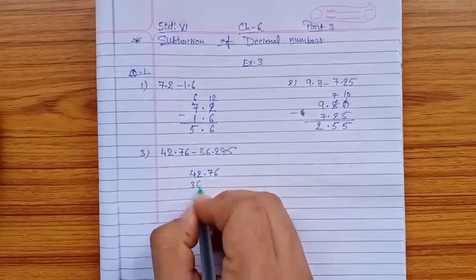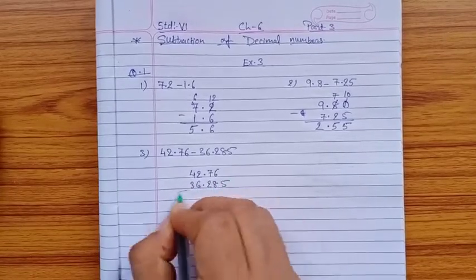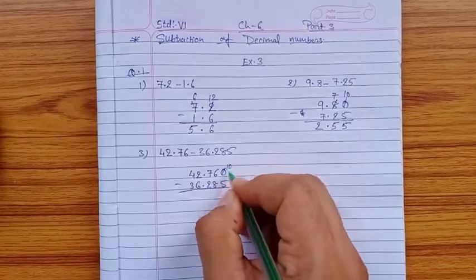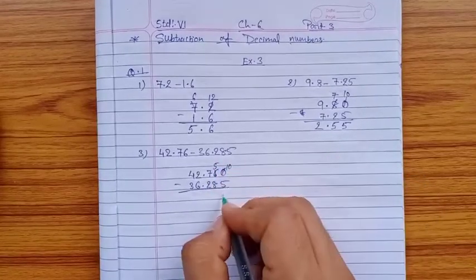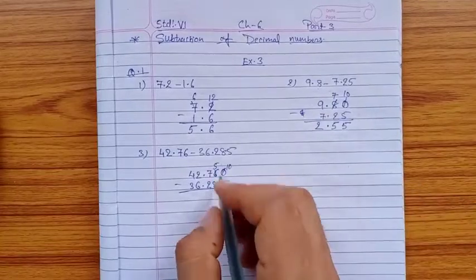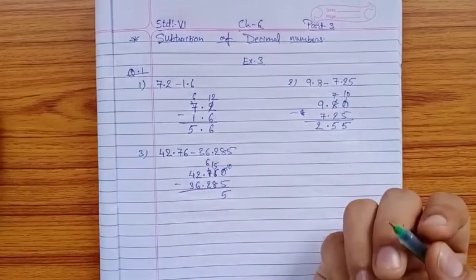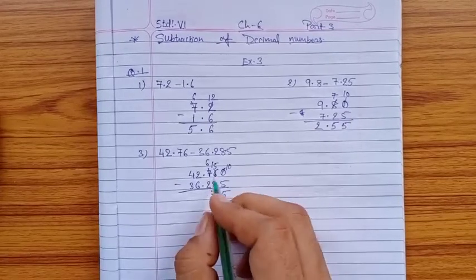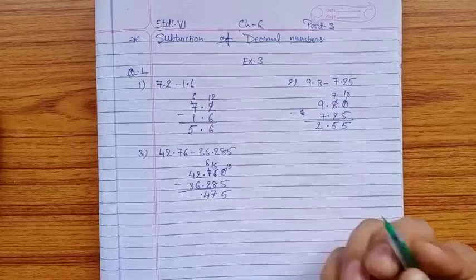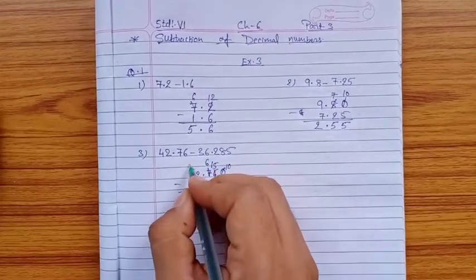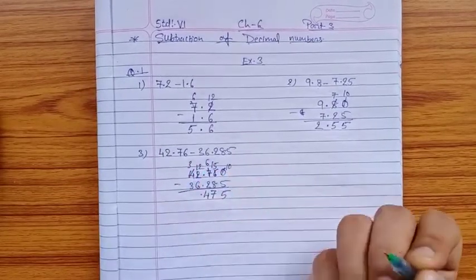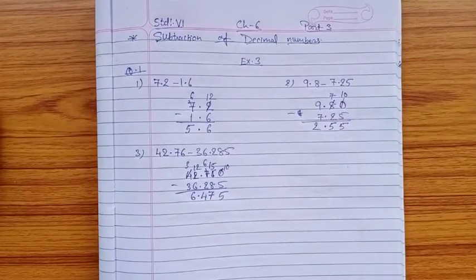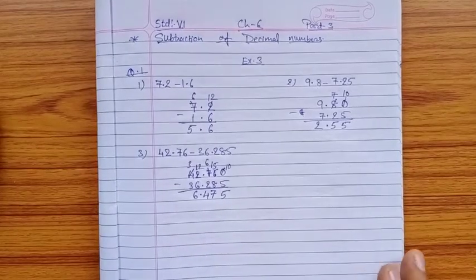42.76 and 36.285. So here we'll put 0 because we have to subtract 5 also. So it will become 10. This will become 5. Now 10 minus 5 is 5. 5 minus 8 is not possible, so we'll borrow. It will become 15. Now 15 minus 8 is 7. 6 minus 2 is 4. We cannot subtract 6 from 2, so it will become 12. Now 12 minus 6 is 6 and 3 minus 3 it is 0. So our answer is 6.475.